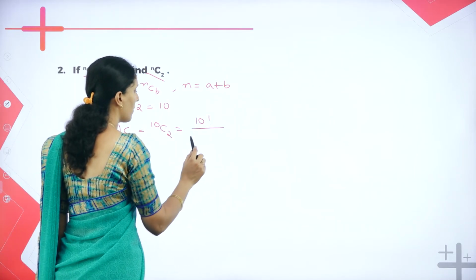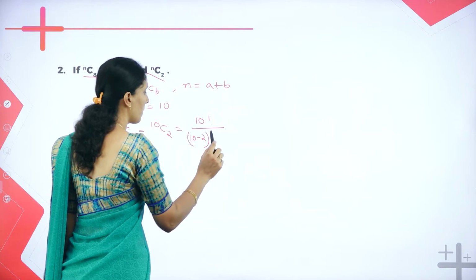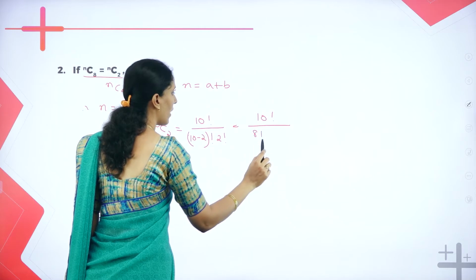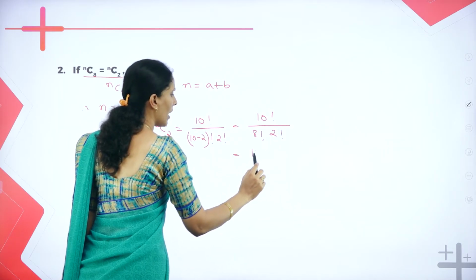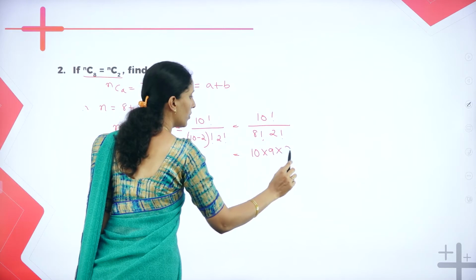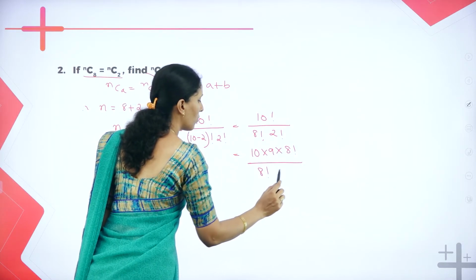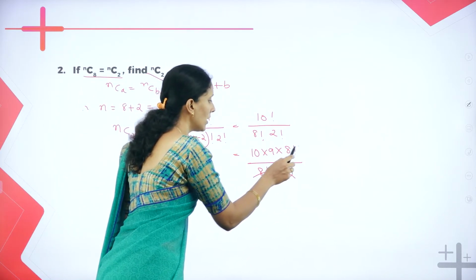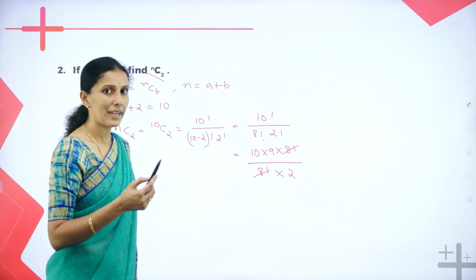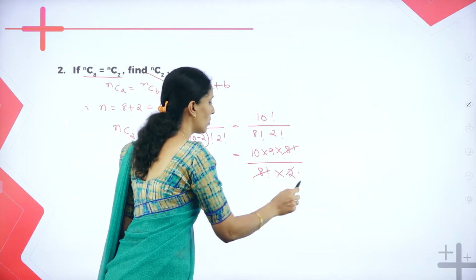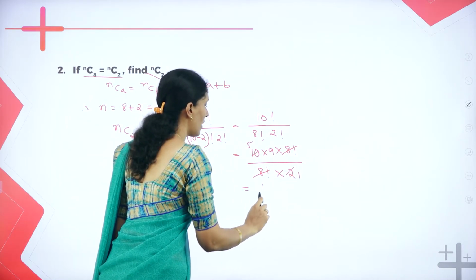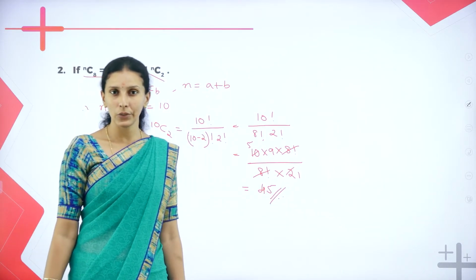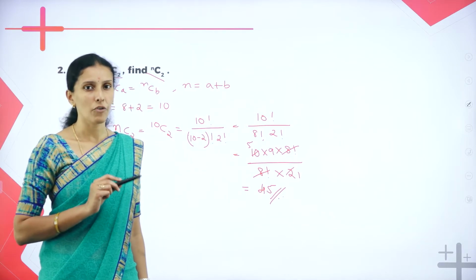10 factorial over 10 minus 2 factorial into 2 factorial, which is 10 factorial over 8 factorial into 2 factorial. We can write this as 10 into 9 into 8 factorial over 8 factorial into 2 factorial, and 2 factorial can be written as 2. So we can cancel 8 factorial. 90 over 2, 2 ones are 2, 5 nines are 45. So the answer is 45. The value of nC2, that is 10C2, is 45.